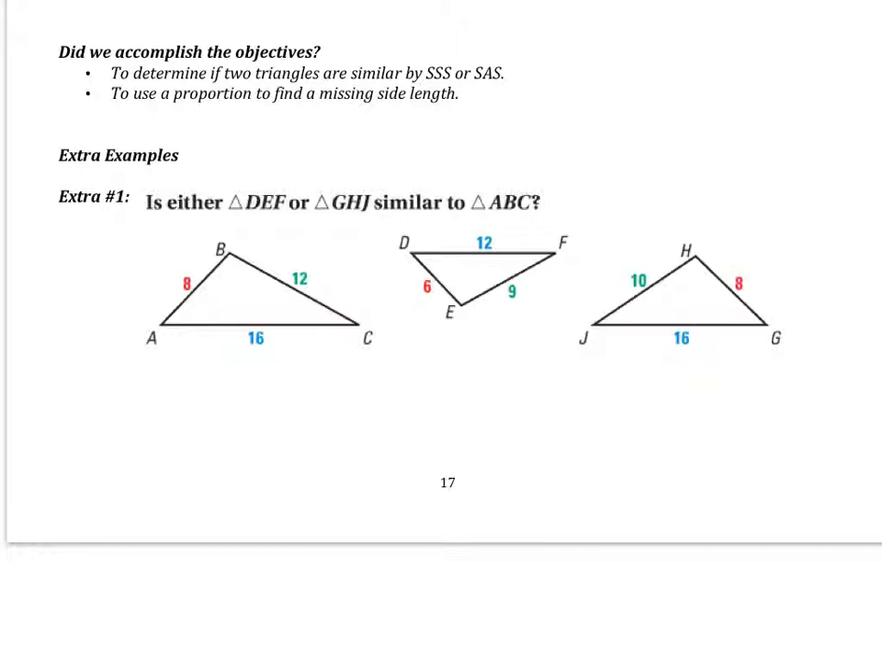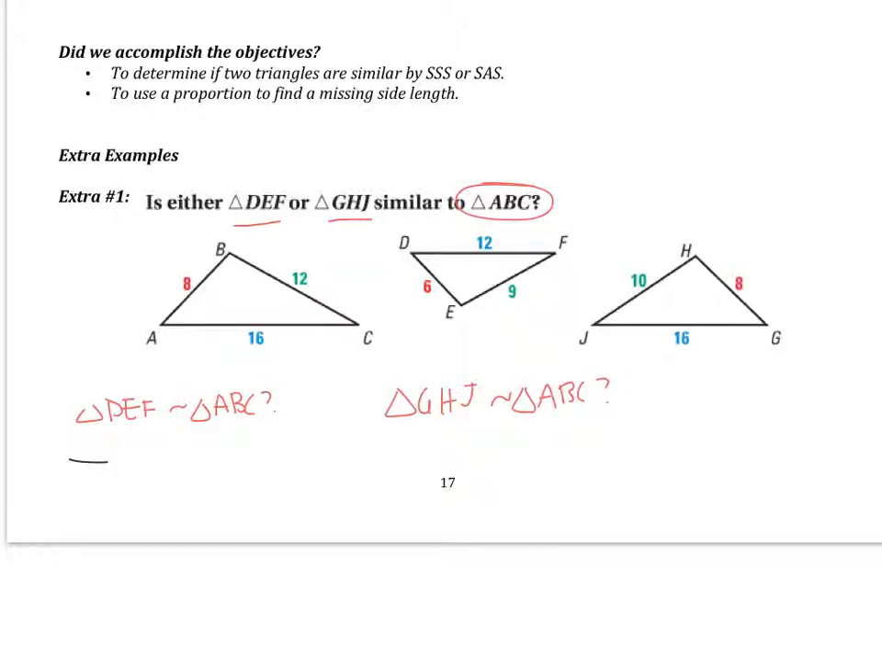If you got the answers wrong, please make sure you fix them. So the question is asking, which triangle is similar to ABC? So I'm going to have to answer two questions. I'm going to have to answer, is DEF similar to ABC? And then I need to know, is GHJ similar to triangle ABC? Starting with the first one.